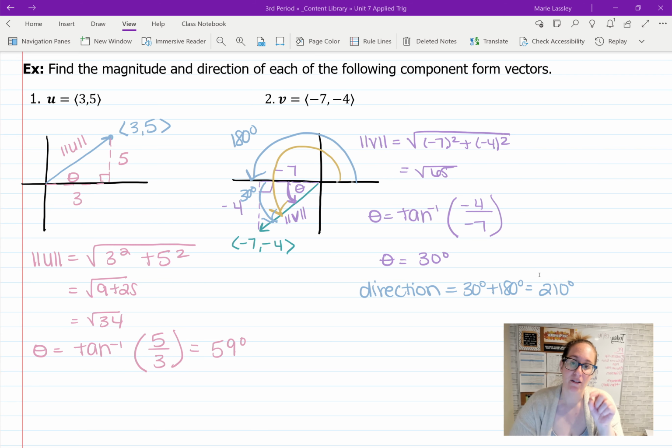So when you have a vector that's not in the first quadrant, you've got to do a little bit of math to find your actual angle. It's always going to give you that reference angle, and sometimes it's going to give you a negative number, but it's still just the reference angle. So when you do your inverse tangent, just be mindful that that's what it's giving you.